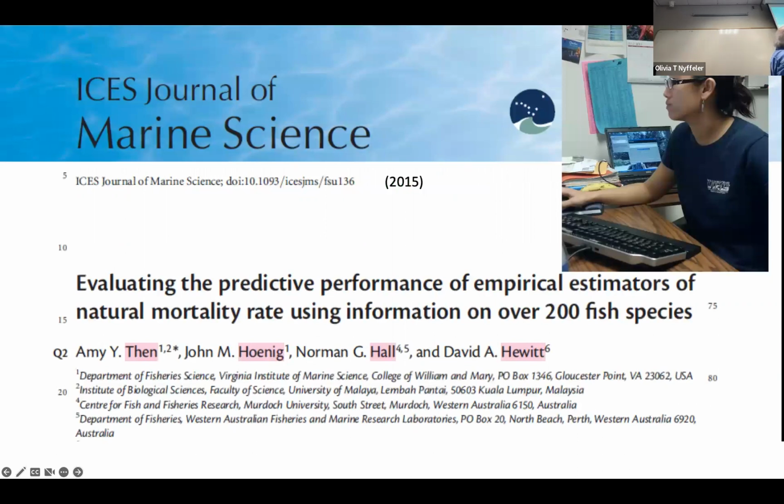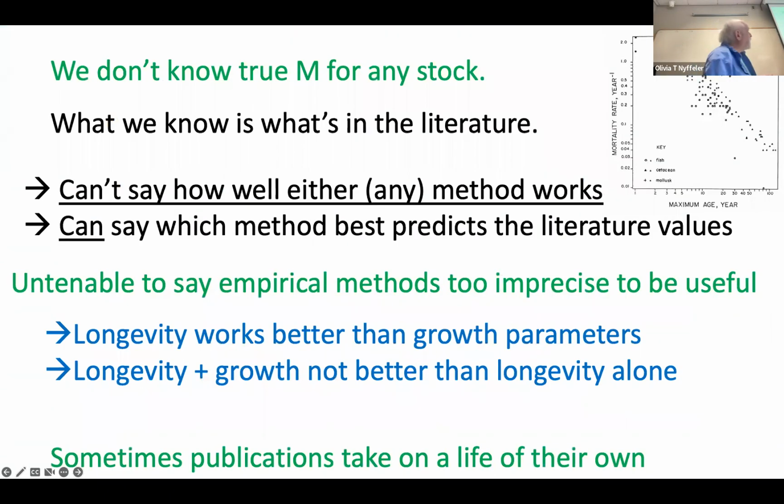What we did, I had Amy put together a data set of about 201 species of fish for which we had an estimate of natural mortality rate, the von Bertalanffy growth parameters, the water temperature, and the maximum age. We don't know what's the true M for any stock, but we do know what's in the literature. So we can say which method best predicts the natural mortality rate estimates in the literature.